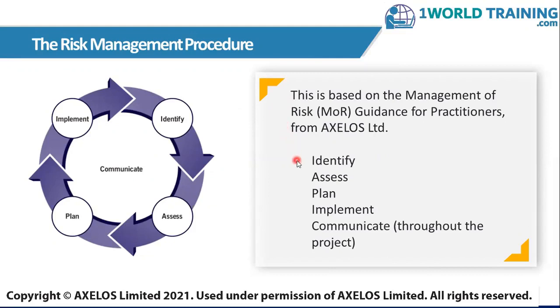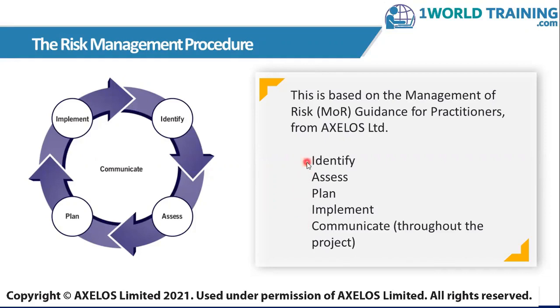There are 5 steps in the risk management procedure. It begins with identify, then assess, plan the responses, then implement the response plans in a timely manner, and then communicate the risk status throughout the project. In short, IAPIC. You would have to remember this sequence for the exam. Note that communicate doesn't happen at the end, but throughout.